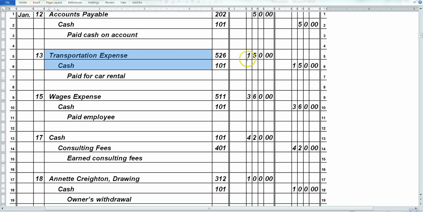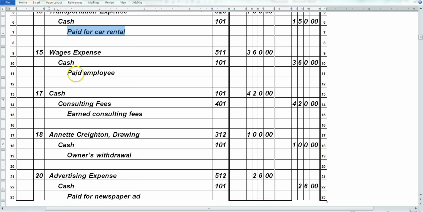Transportation expense on January 13th. Paid for a car rental while visiting an out-of-town client. Transportation expense, they tell us, $150. Paid for car rental, because we're not going to remember. Always make sure you put some type of description here.